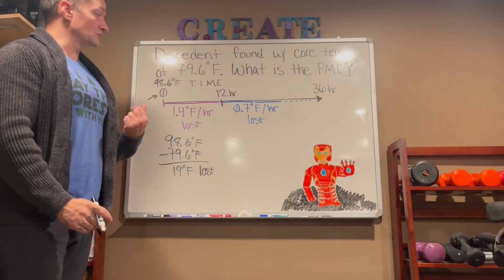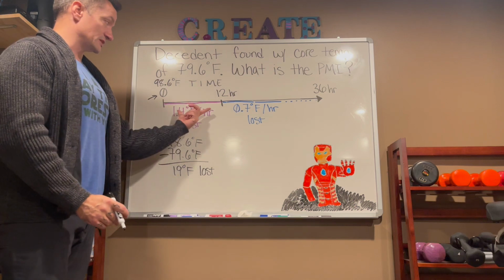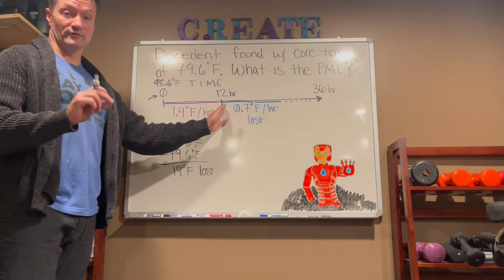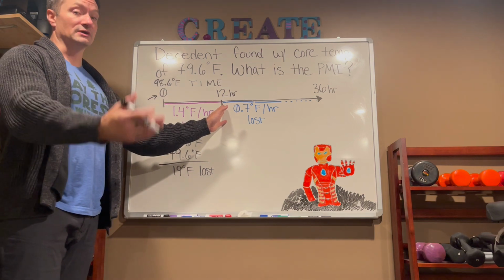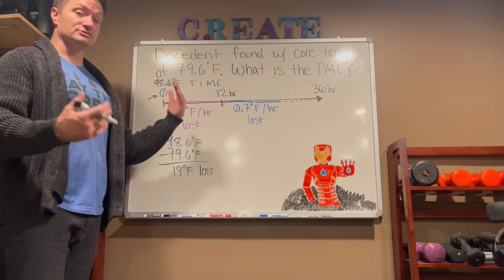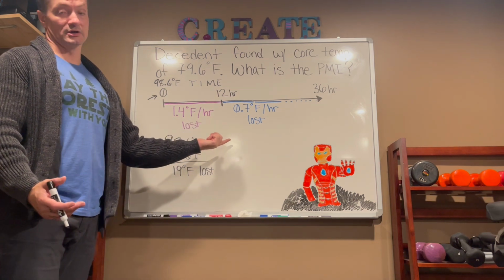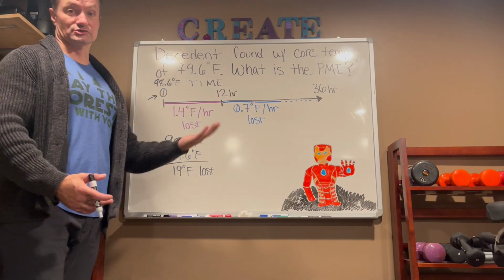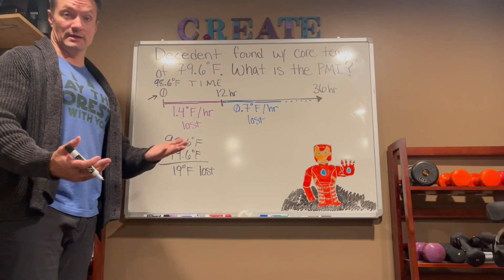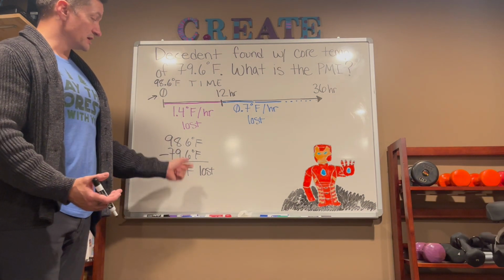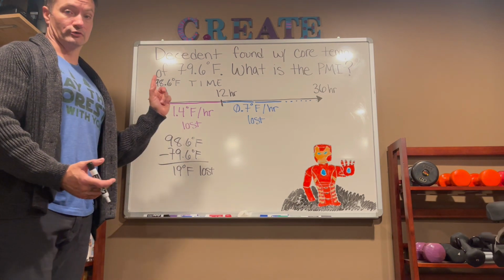Now, when we think about heat loss in Algor Mortis, we think of it as a 2-stage process. For the first 12 hours, this person is going to lose 1.4 degrees Fahrenheit every hour. After 12 hours, it cools down more slowly, so it's 0.7 degrees Fahrenheit per hour after that, until the person's body gets to ambient room temperature. So we know for the first 12 hours, it's going to go down by 1.4 degrees.